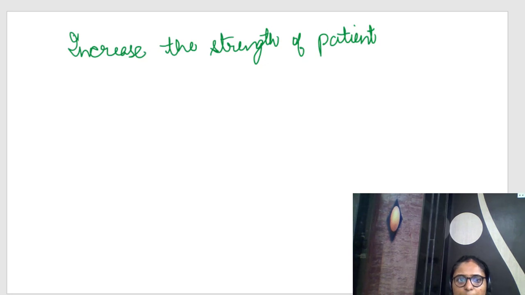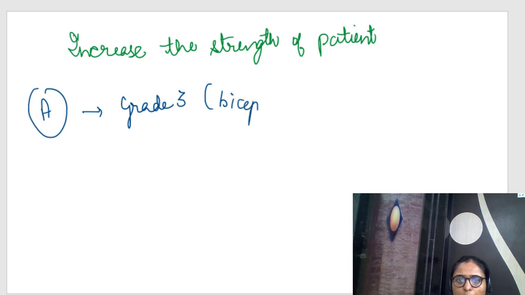Let's take the example of patient A, who has grade 3. Let's talk about the biceps only, where the patient has grade 3. So to increase the contraction or the strength of the biceps of the patient, what do we have to do?